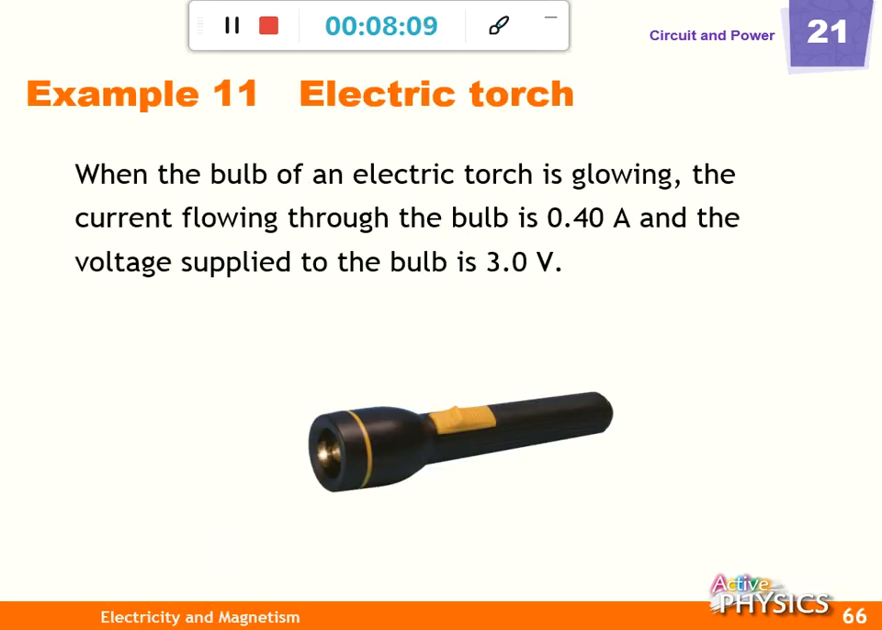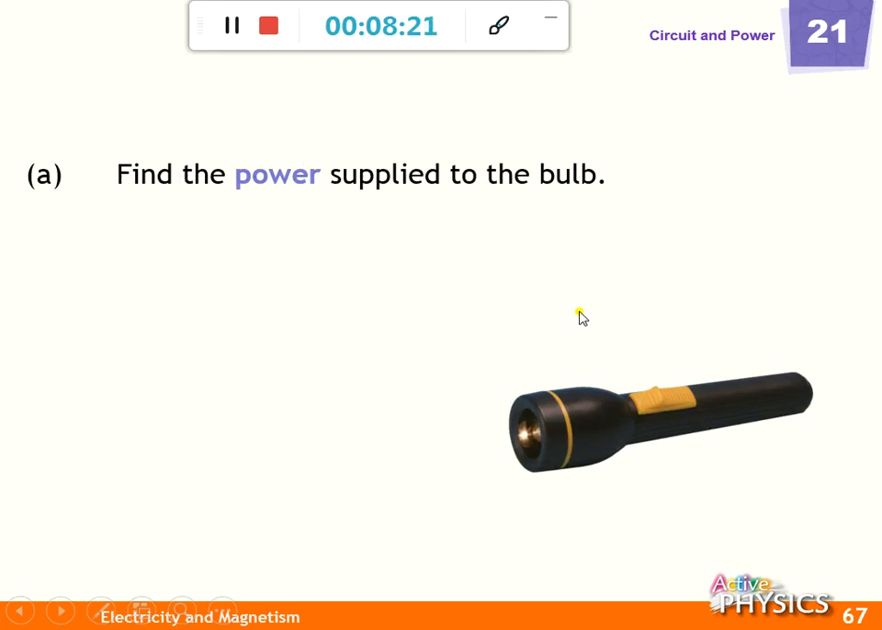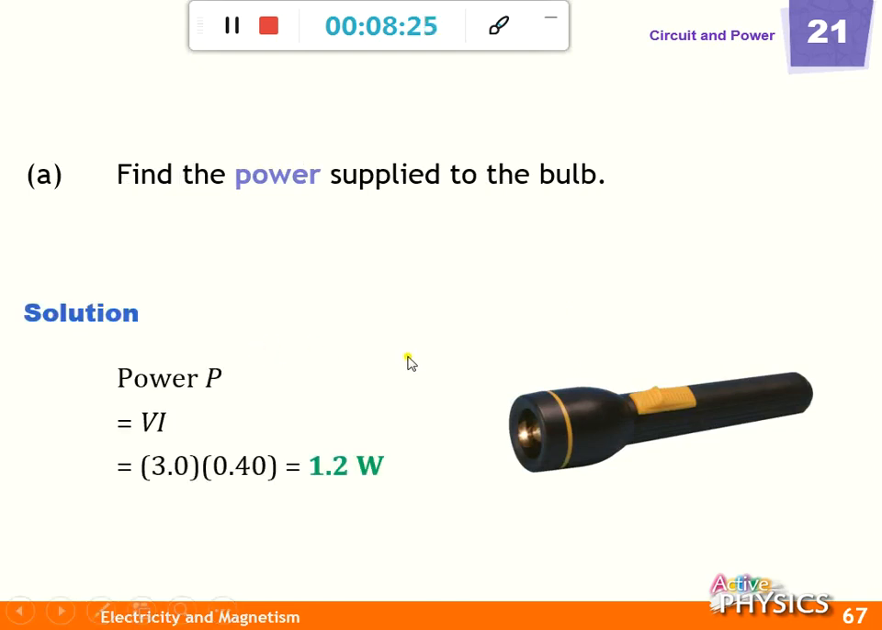Look at this. Example 11. Okay, electric torch. Here we have the current, we have the voltage. What is the power? Very simple. Apply the formula. P is IV. Multiply them together. The unit should be watts.